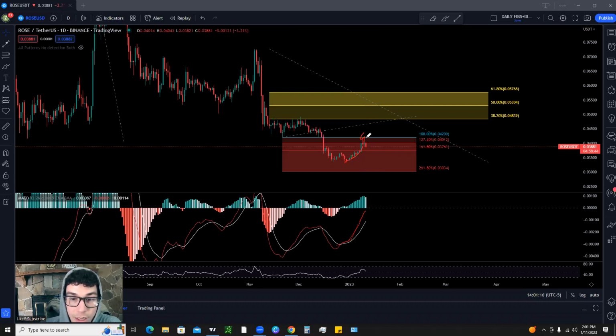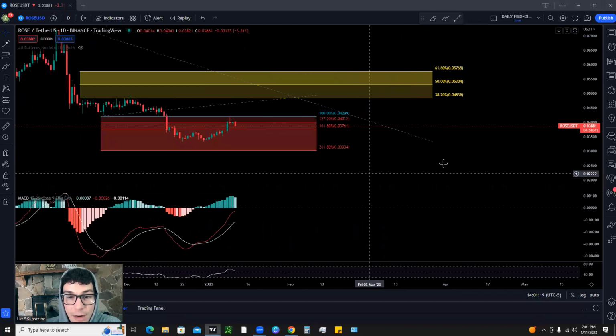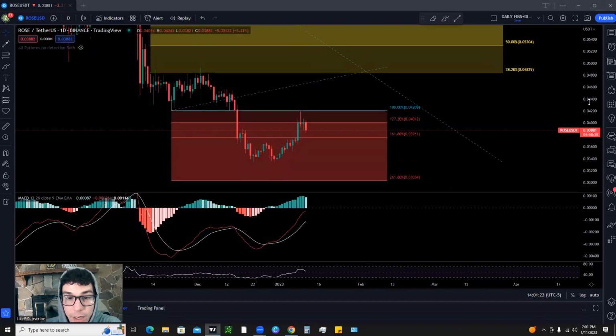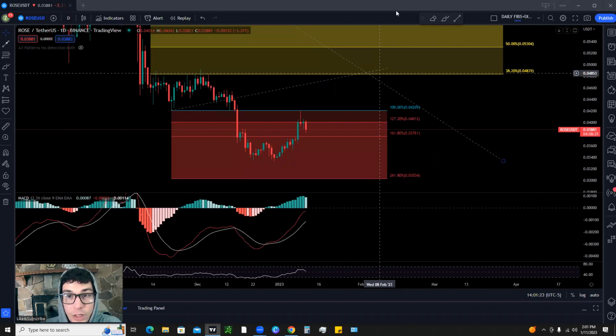We had a nice move to the upside, but if we zoom in some more, we can see that we got rejected at our previous breakout level to the downside of 0.04209.